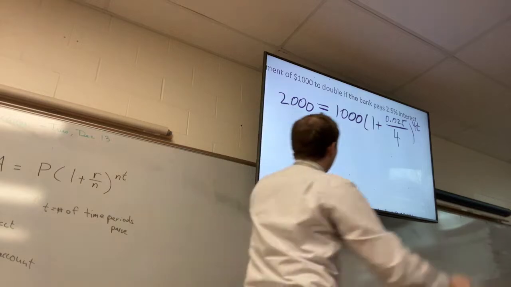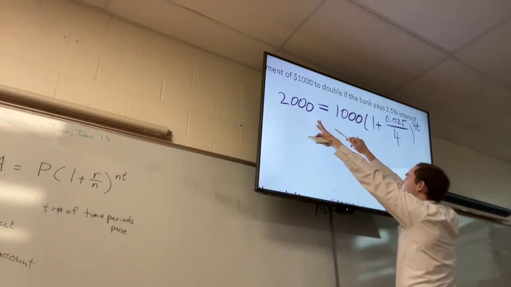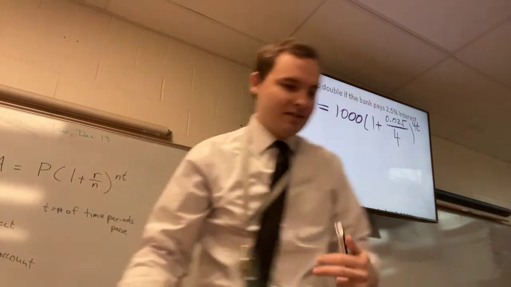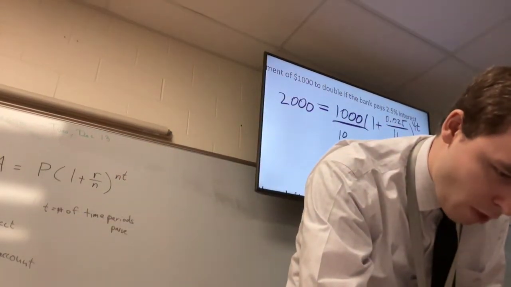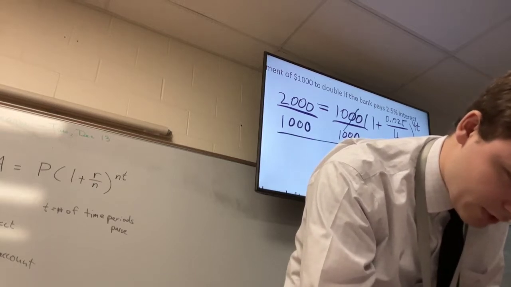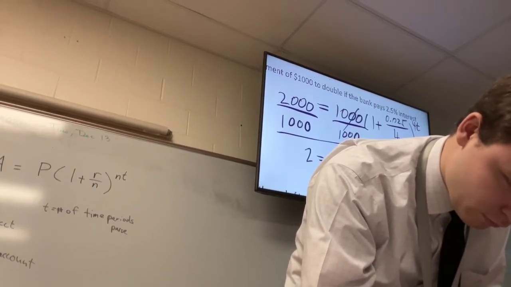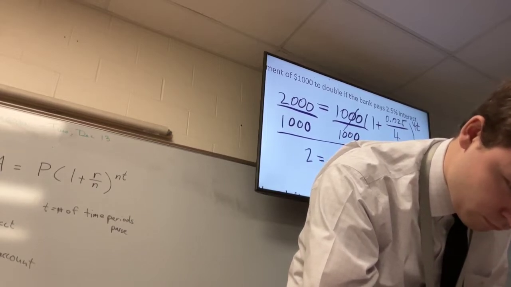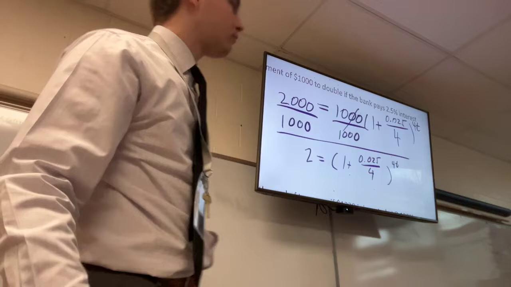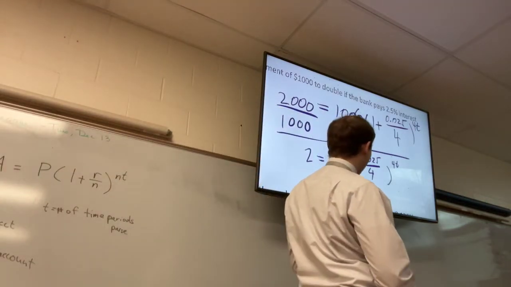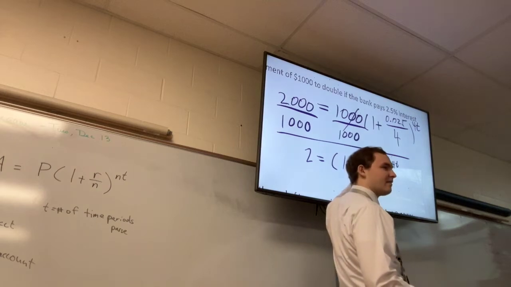We got to start bringing stuff over to the other side of the equation. So what can we do? Divide by 1,000. Yeah, that's a good call. Let's divide by 1,000. So 2 equals. Usually it helps to simplify things. Okay, so can we simplify what's in here?